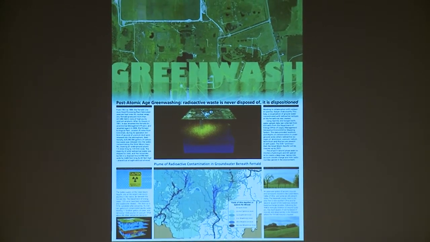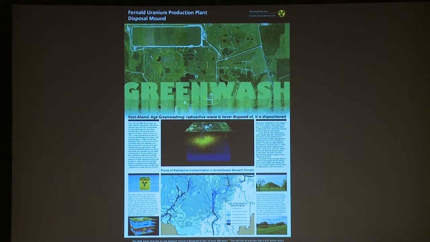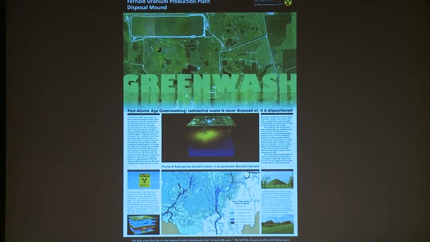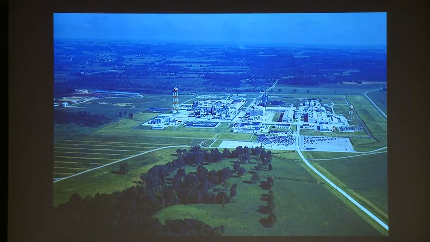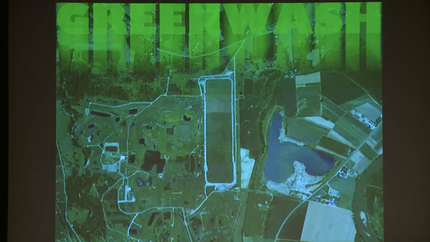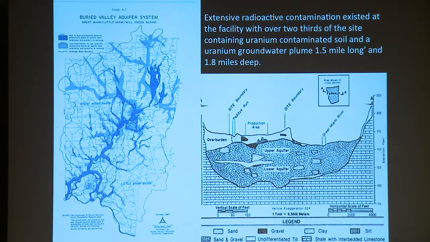And I'm just going to quickly talk about this project because this is where I think that Ron and I really overlap. I did a project about the Fernald uranium production plant that was located just outside of Cincinnati. It's closed now. And the groundwater beneath the site has been contaminated with various radioactive isotopes. This is it when it was being cleaned up. And the Great Miami Aquifer has this plume that's about 1.5 miles by 1.8 miles underground.